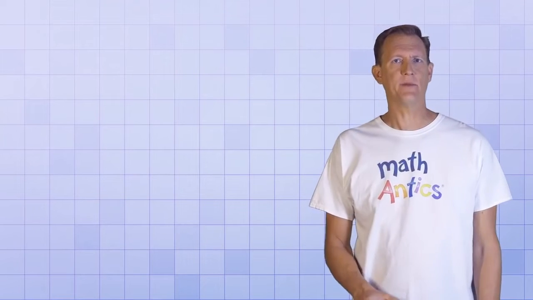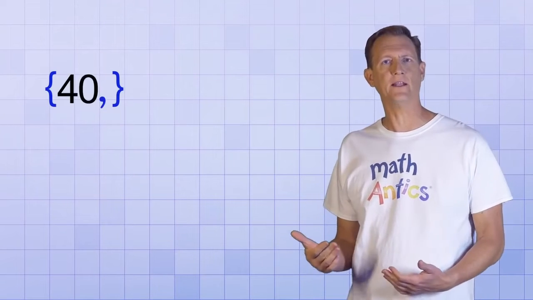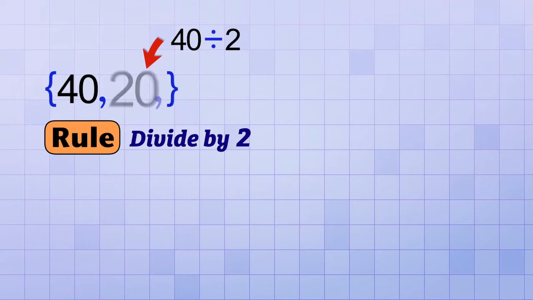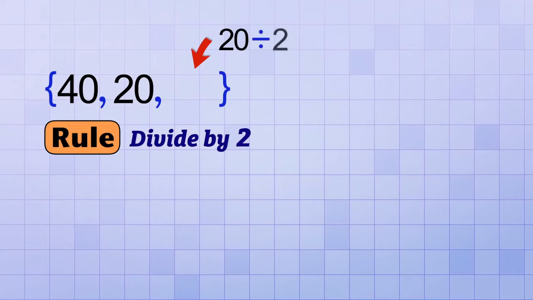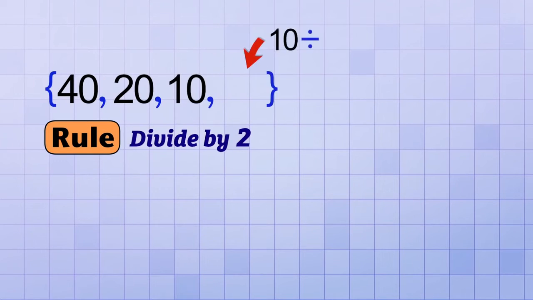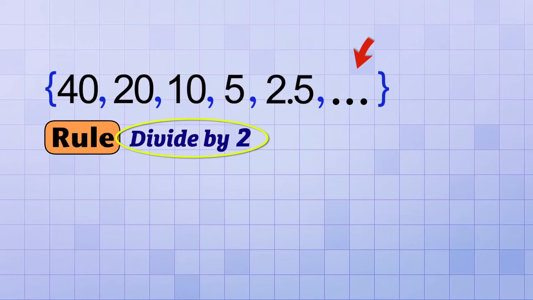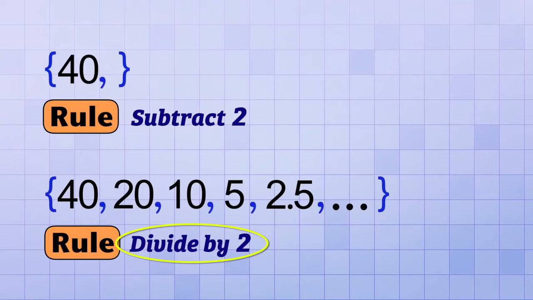And it works in a similar way with division. Suppose you're asked to make a sequence by starting with 40 and then dividing by 2 each time. The first number is 40, the next is 40 divided by 2, which is 20, the next is 20 divided by 2, which is 10, the next is 10 divided by 2, which is 5, the next is 5 divided by 2, which is 2.5, and we could keep on going, dividing by 2 forever to get smaller and smaller fractions, but we'll stop there so we can compare that to the sequence you'd get if you start with 40 but subtract 2 each time.